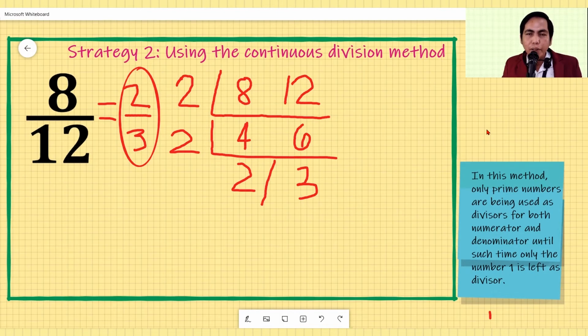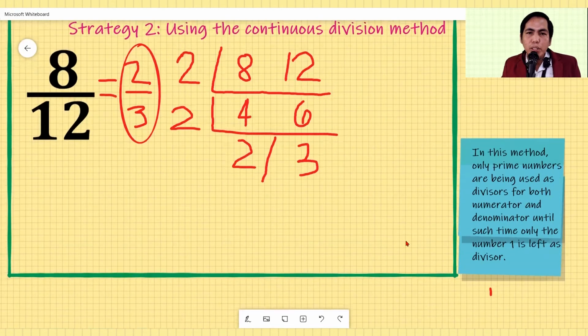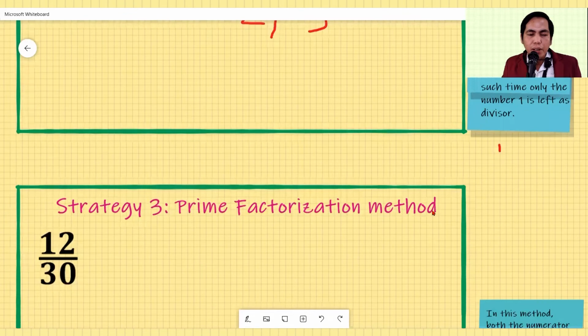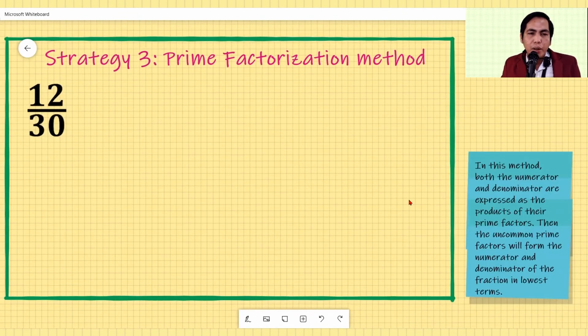We shall now have our third strategy. In our third strategy, we will be using the prime factorization. So let us have this example. We are going to find the lowest term of 12/30 using the prime factorization method. So in this method, we have to find the prime factorization of 12, or the numerator, and the prime factorization of 30, which is the denominator.